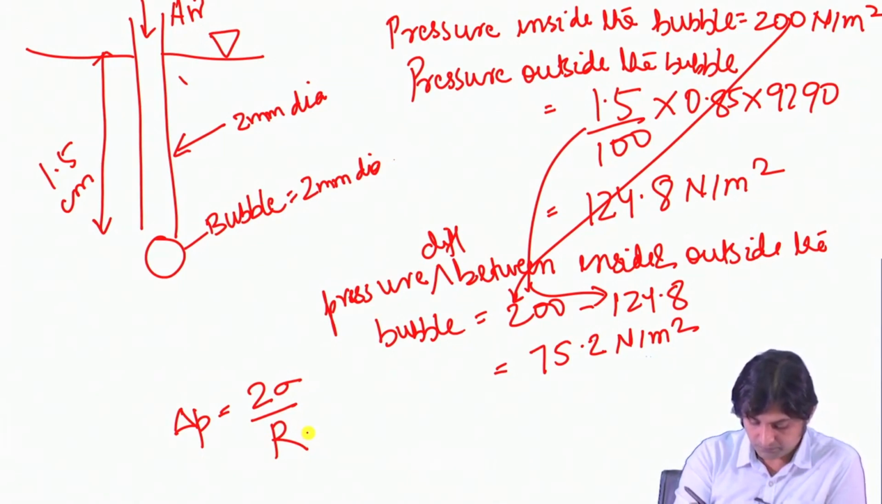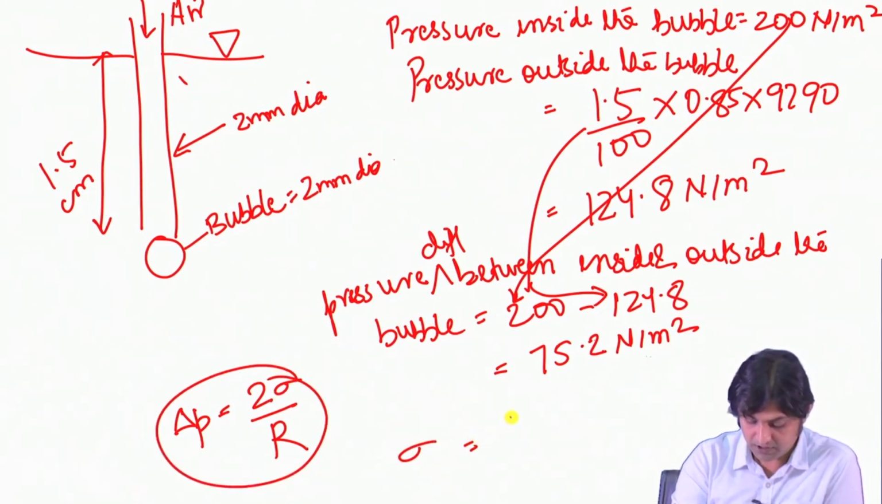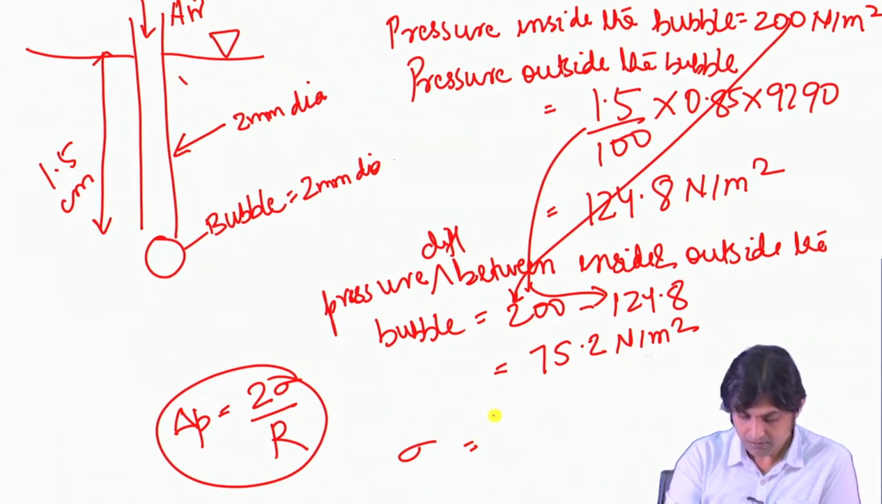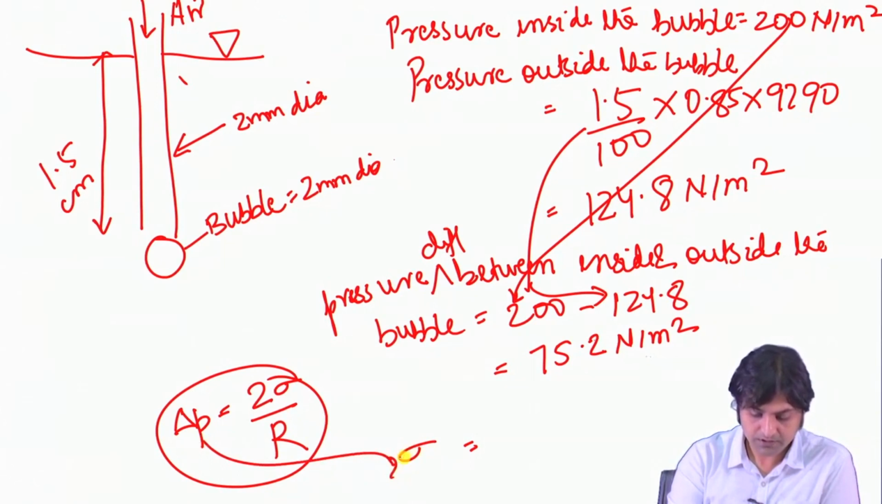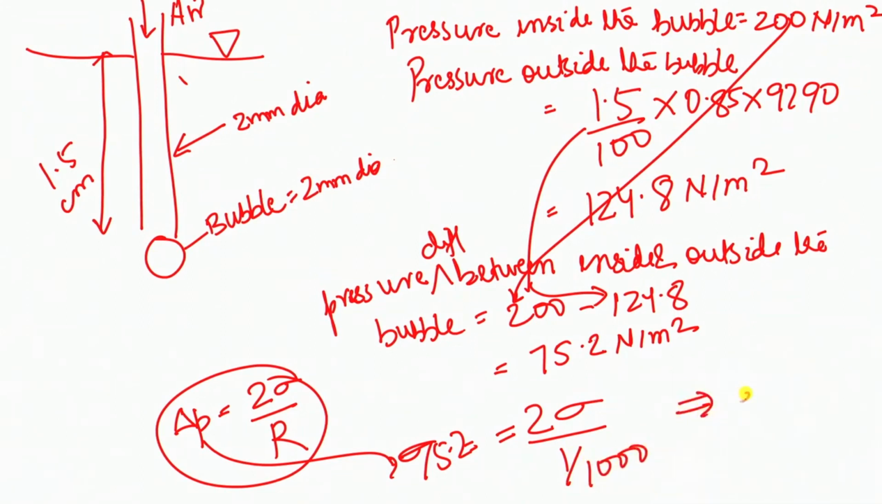Correct. So using this equation, we just substitute the value. This value is 75.2, and this is equal to 2 sigma divided by R. R is 1 by 1000. This will give sigma as 0.0376 in SI units.